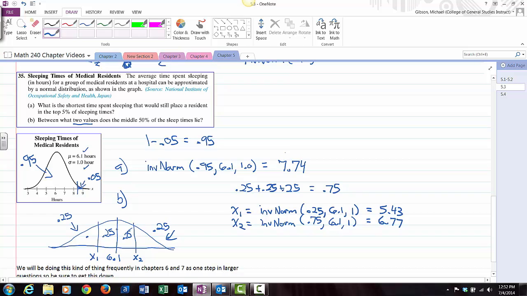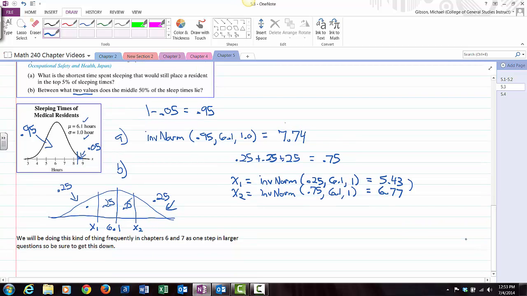Now, notice, since these are both 0.25, if you do a little subtraction from 6.1, you'll find that these two are both the same distance from 6.1. So you could have found the second one that way. Once you found the first one, you could subtract it from 6.1 and then figure out the second one. All right. So that's the way these work.